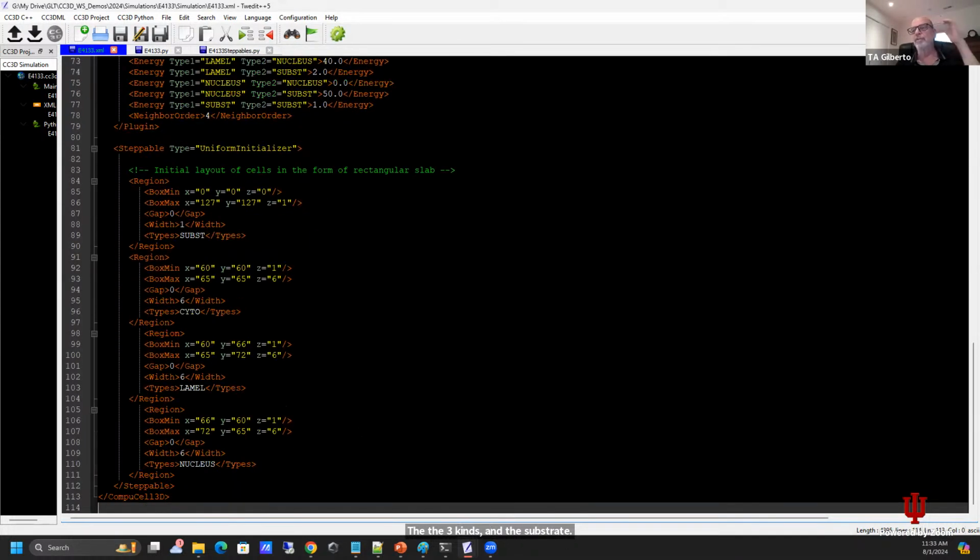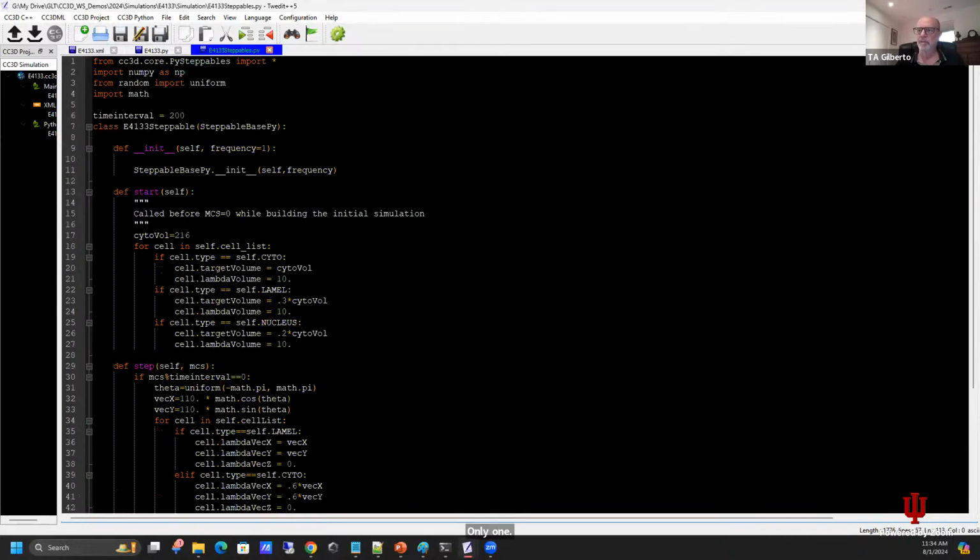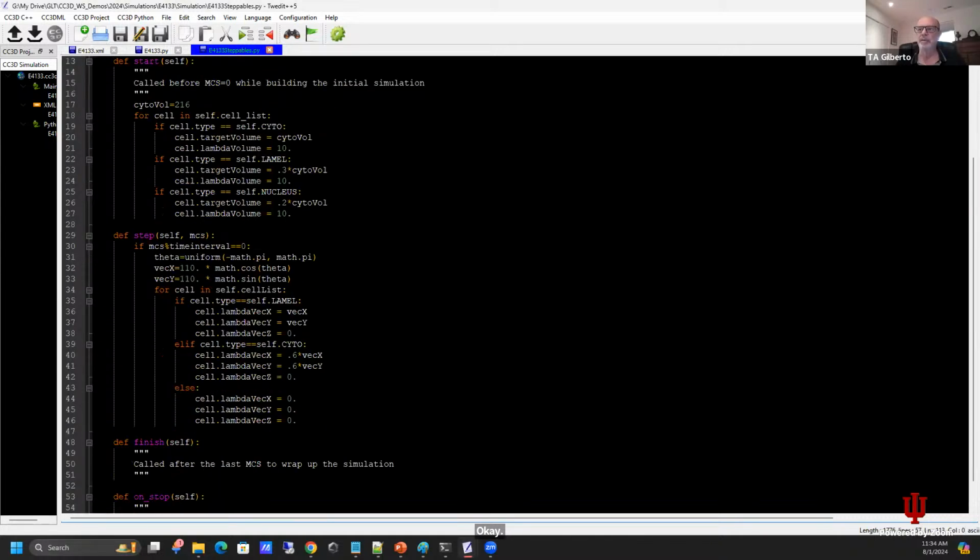The creation of the initial state is that we create 3 cubes, cyto, lamel, and nucleus, and the substrate is a layer. It's the bottom layer of your 3D grid. Okay, Z equals the XY plane, the total XY plane, and Z equals 1, only 1. In the steppable, basically the same as before, just now we have 3 components.